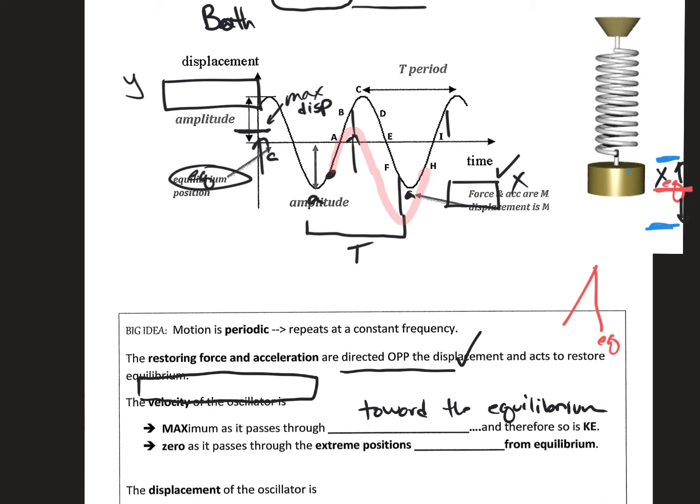So let's talk about two key variables. Let's talk about velocity and kinetic energy. Where are they at their maximum? Well, they're going the fastest when you go through the equilibrium position.